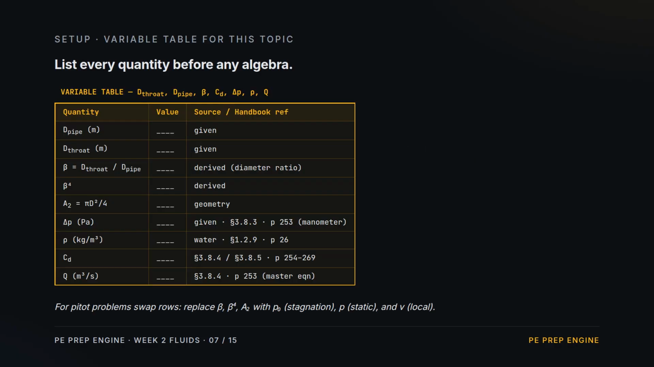The variable table, rows: pipe diameter, throat diameter, beta the diameter ratio, beta to the fourth, throat area, the pressure difference, density, the discharge coefficient, and the answer Q. For a pitot problem, swap the bottom rows, drop beta and area, add stagnation pressure, static pressure, and local velocity.